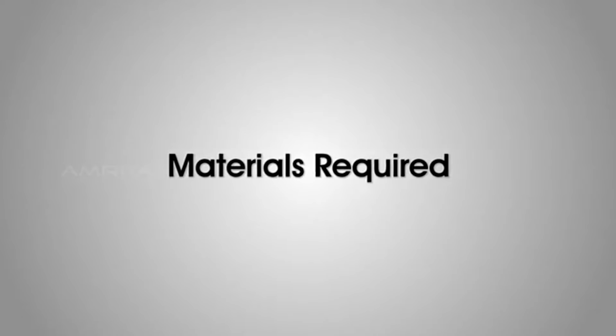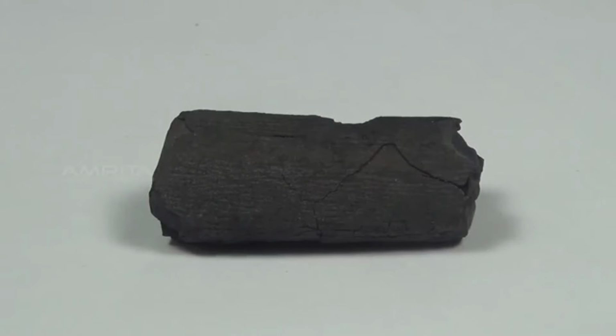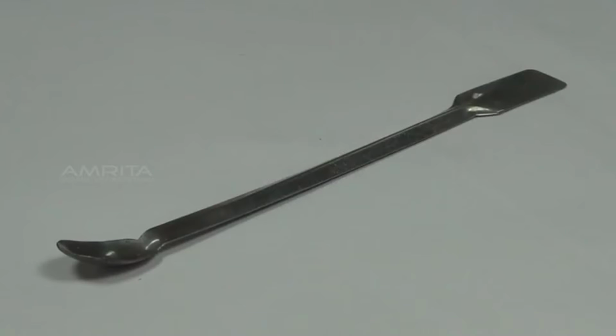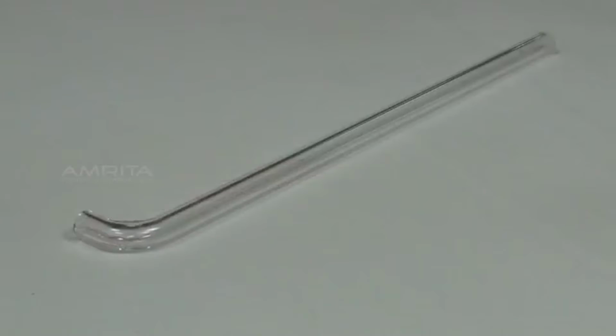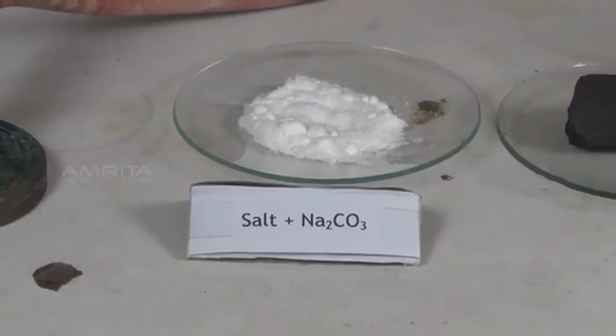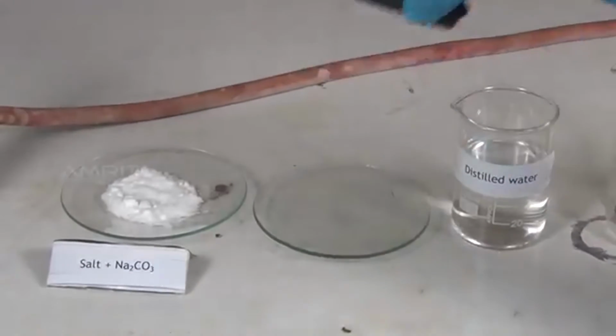Charcoal cavity test. Materials required: mixture of salt and sodium carbonate in a watch glass, charcoal piece, distilled water, spatula, dropper, tongs, blowpipe and Bunsen burner. Procedure: take a mixture of a small quantity of salt and double its quantity of sodium carbonate in a watch glass. Take a charcoal piece with a small cavity in it.